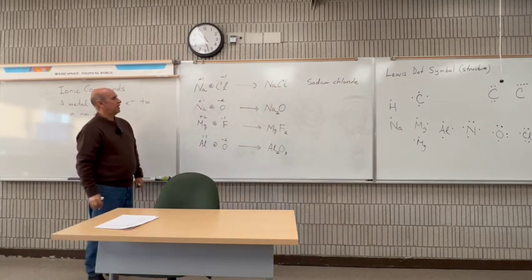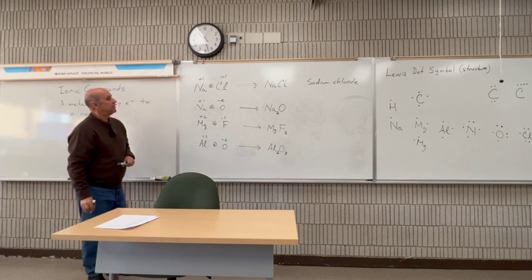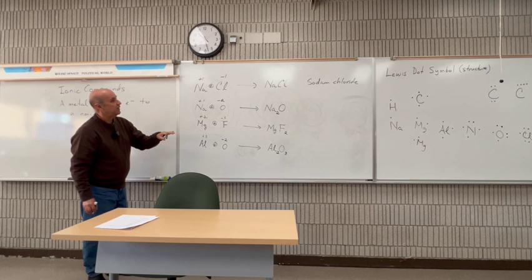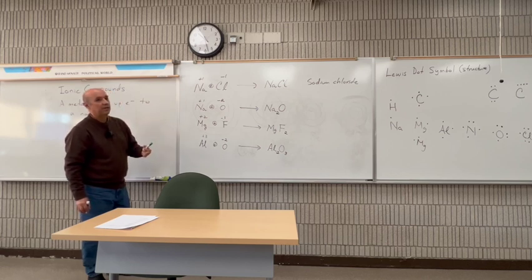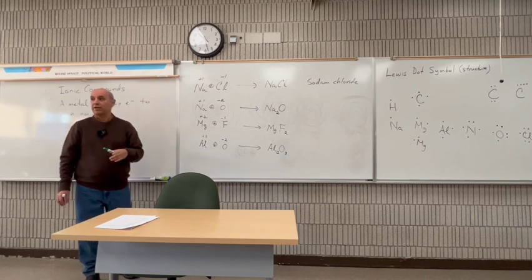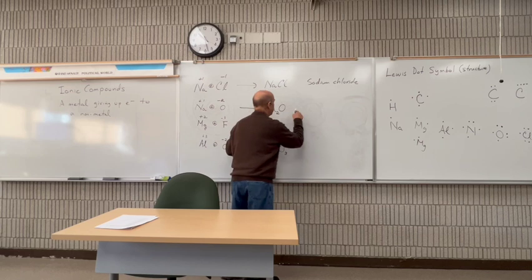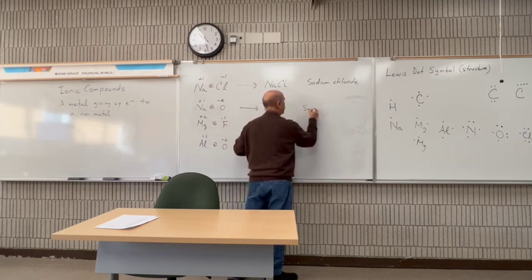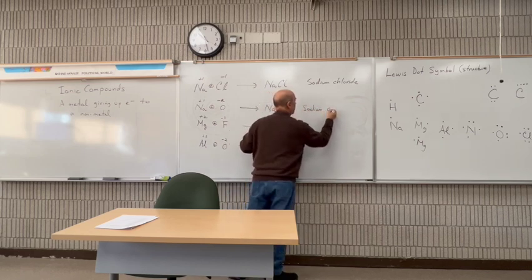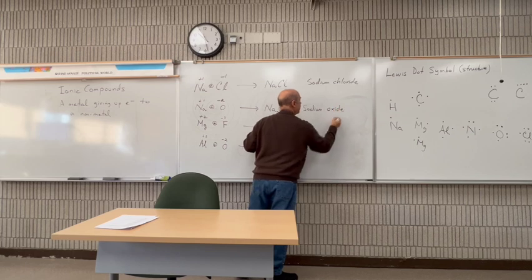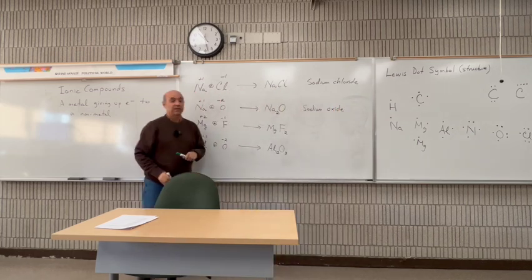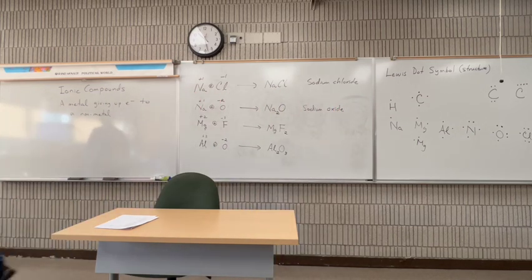So how did we name that? We grabbed the name of the first element. We took the second element, and instead of calling it chlorine, we changed the suffix, the ending, sorry, to IDE, so it's chloride instead of chlorine. And that's all we did. So by the same token, this is going to be called sodium oxide. So instead of oxygen, it's oxide. That's not that intuitive, but it's nevertheless the way it is named.